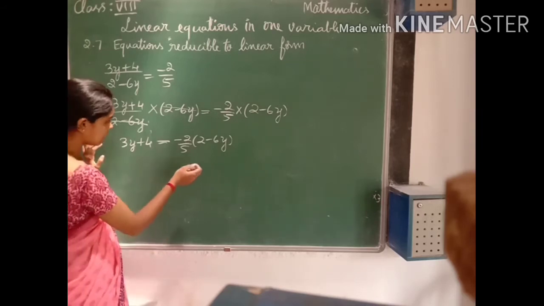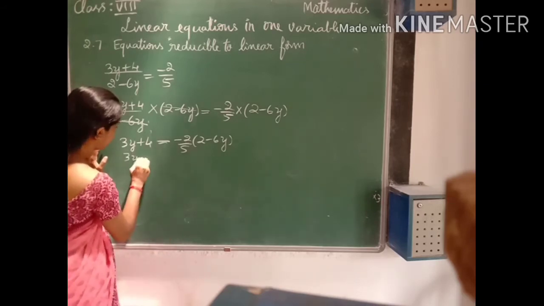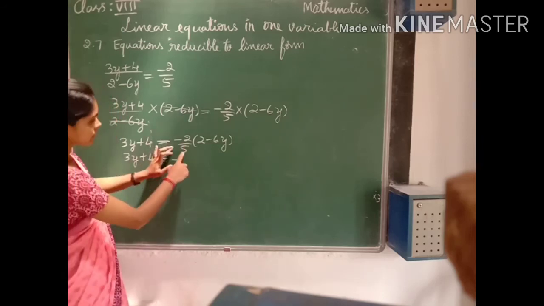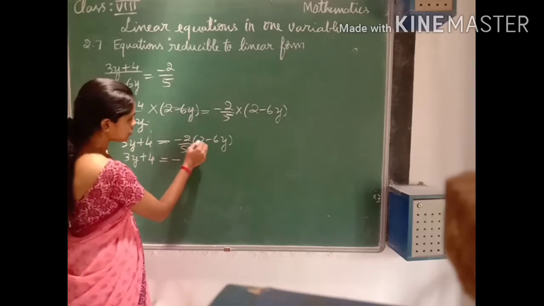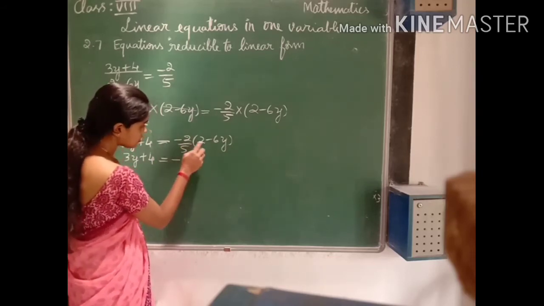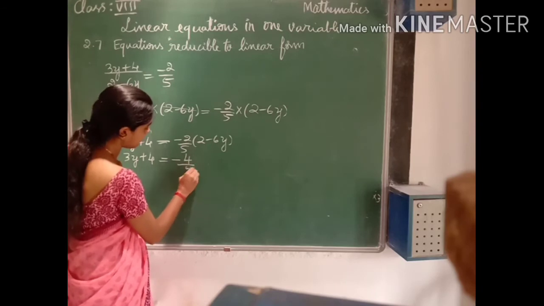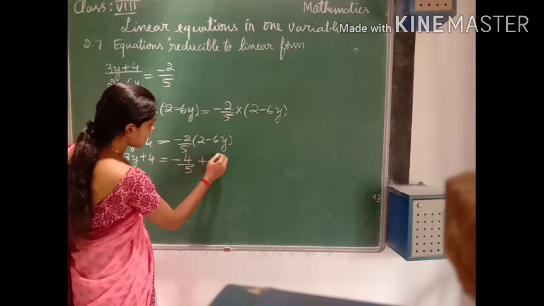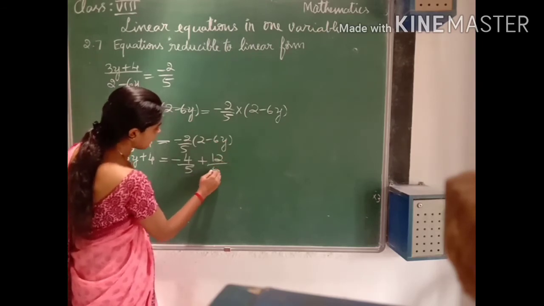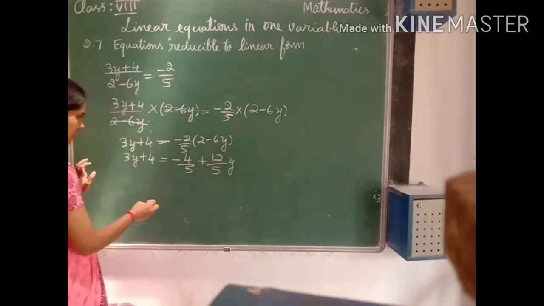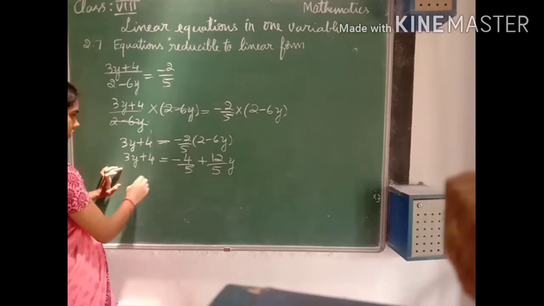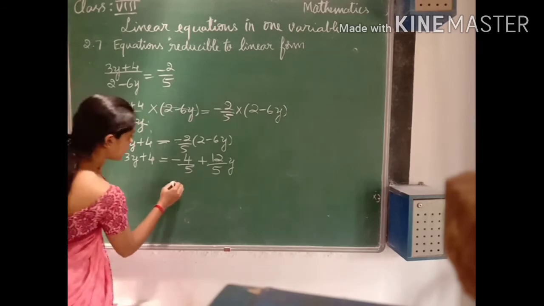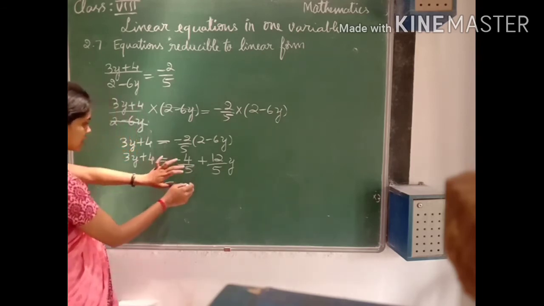Let us separate the constant and variable terms. Okay, multiply the constant to the bracket first. Minus 2 by 5 into 2 is minus 4 by 5. Minus into minus, plus, 2 sixes are 12 divided by 5 y. Now separate the constant and variable terms. Okay, that is equal to, I will take this constant to the right side.